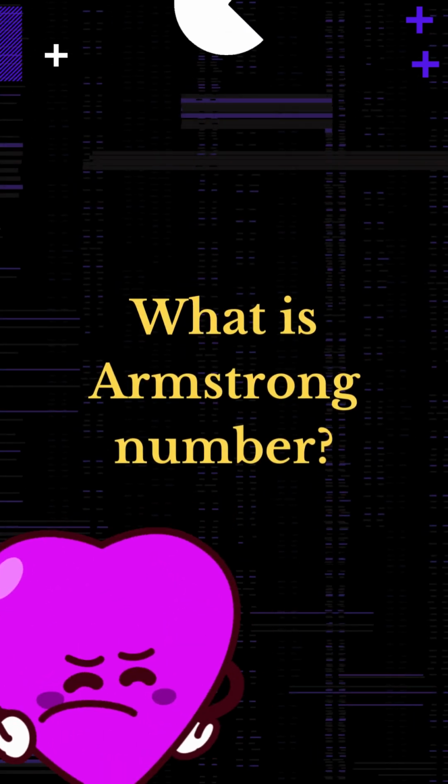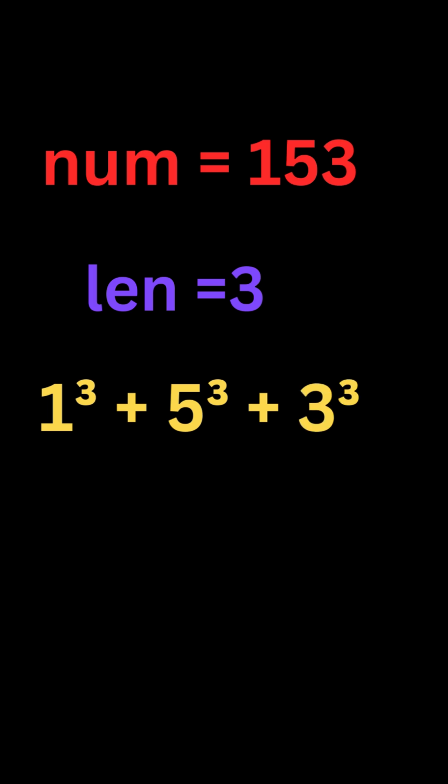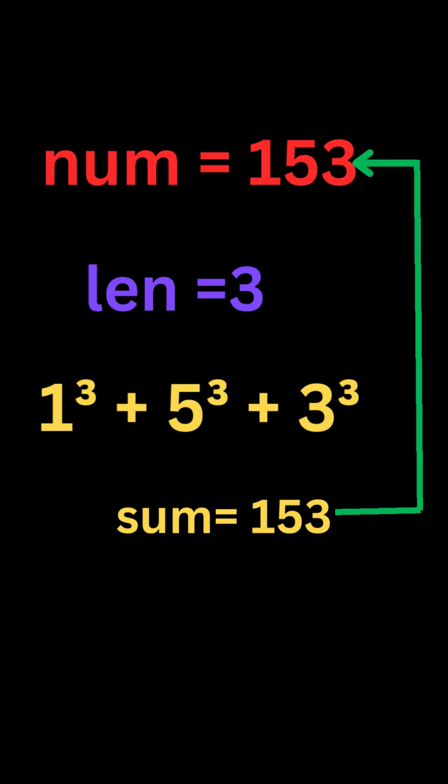Let's see what is an Armstrong number. Here we take the number 153. When do we call this number an Armstrong number? What is the length of the given number? It is 3, right? So each digit in the given number, we have to raise to that power. Like 1 power 3, 5 power 3 and 3 power 3. And if the result is equal to the given number, then this number is an Armstrong number.